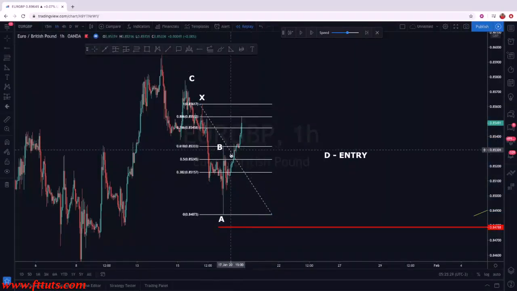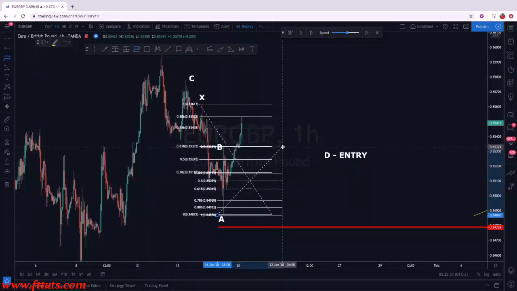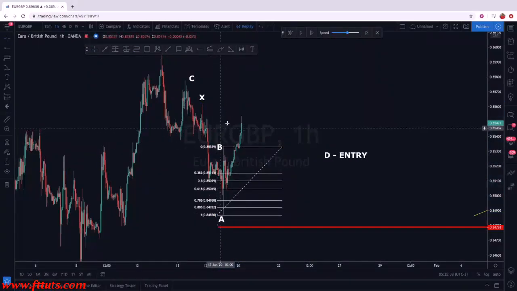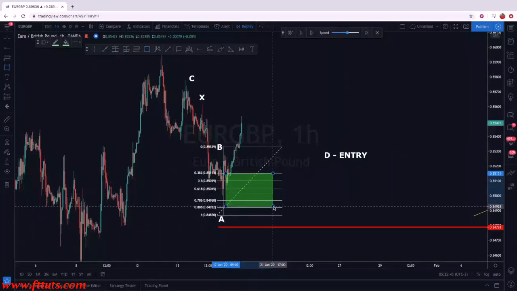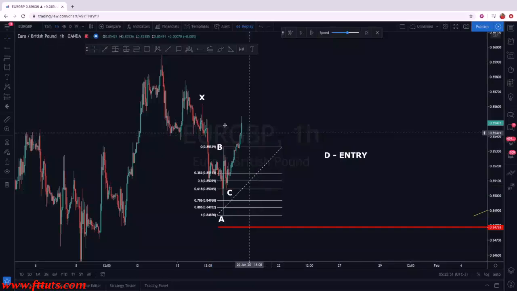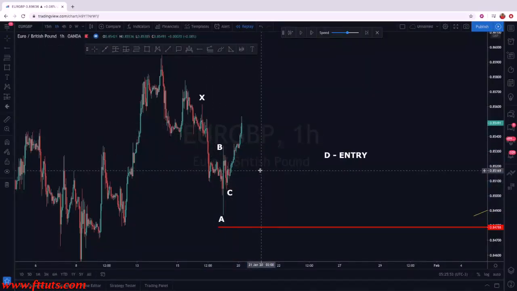Here's our B leg. Then we said that taking A to B, we should be looking at, let me remove this so you don't get confused, you don't see a lot of lines. It should be any number between 38.2 and also 88.6. So you can see it went all the way up to 61.8, which is safe for us to find a C point right here.